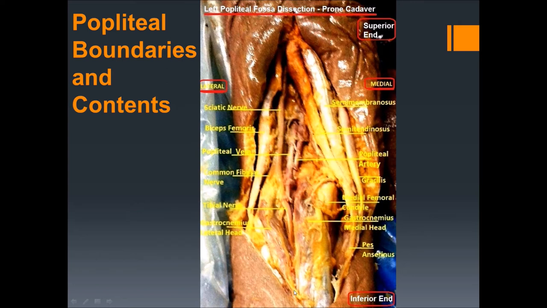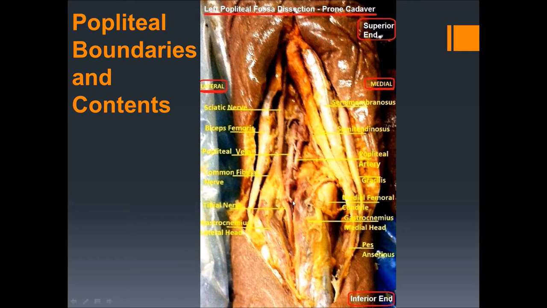And finally, the short saphenous vein, which runs on the back of the leg, pierces through the popliteal fascia between the two heads of the gastrocnemius, and therefore terminates on the popliteal vein. So the termination of the short saphenous vein is also a content of the popliteal fossa.